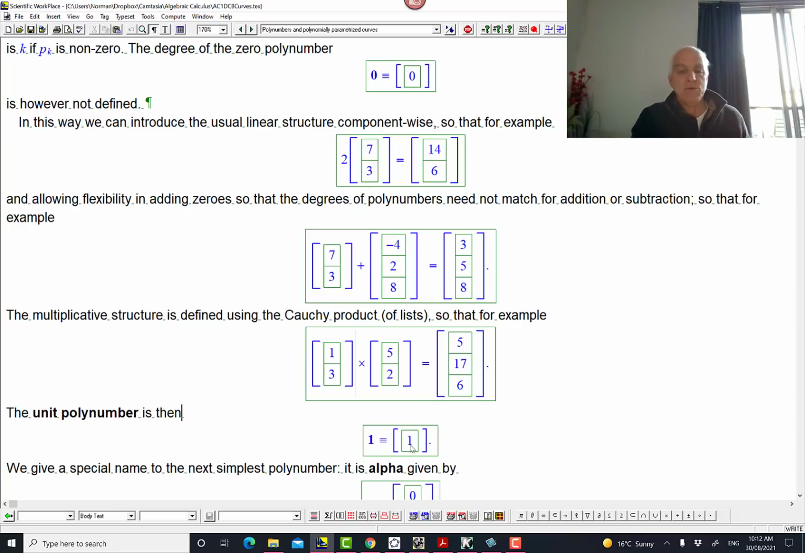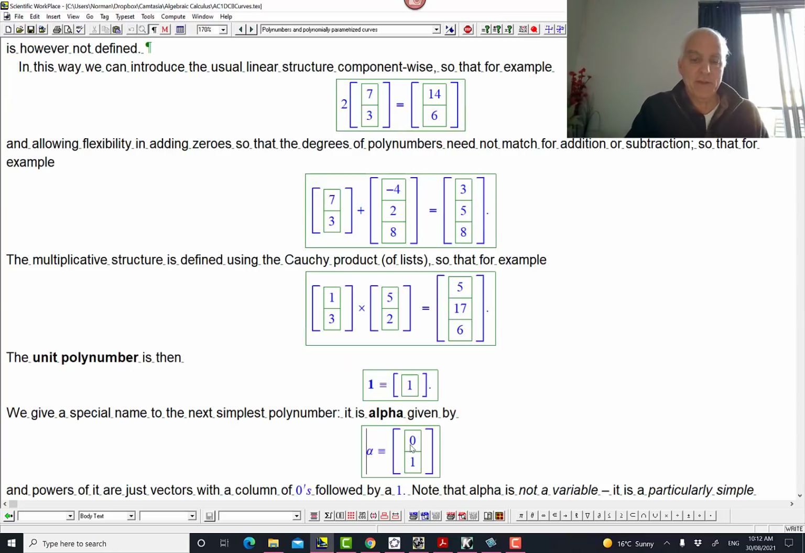Now, here we come to the really interesting, novel aspect of this story: there's a third polynumber which is really important. So we have 0, we have 1, and we have alpha. What is alpha? Alpha is this particular polynumber. It's a polynumber with a 0 up at the top and the next entry is 1. Arguably, it's the next simplest polynumber.